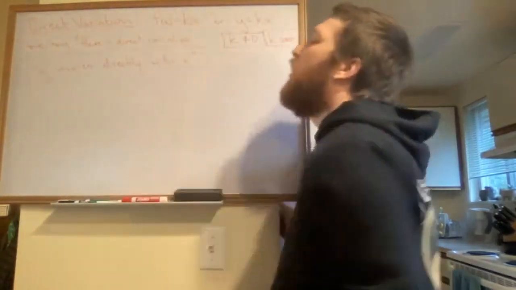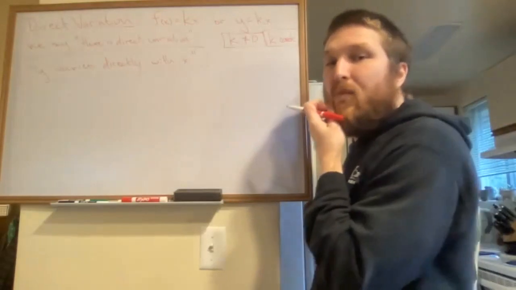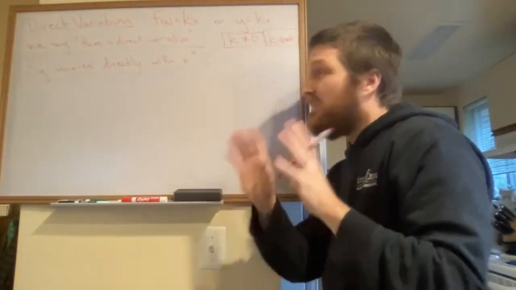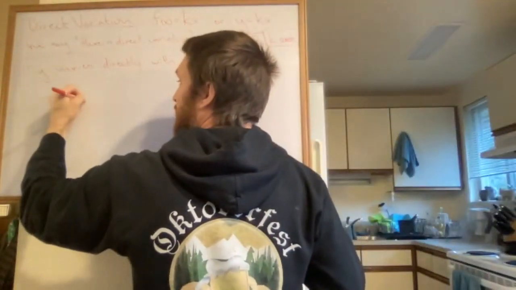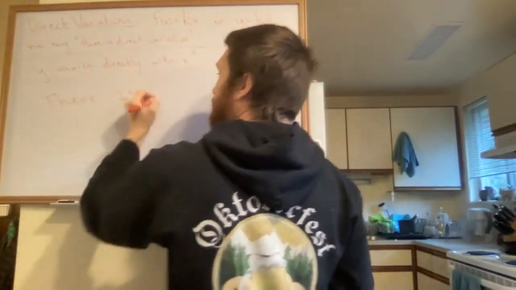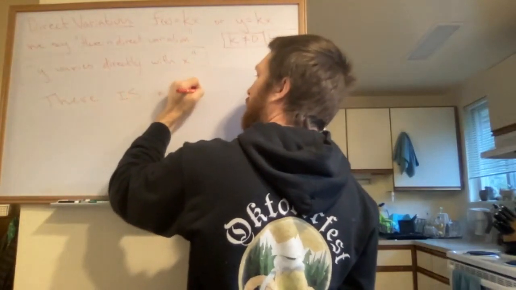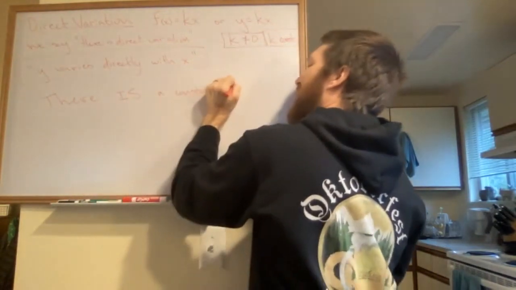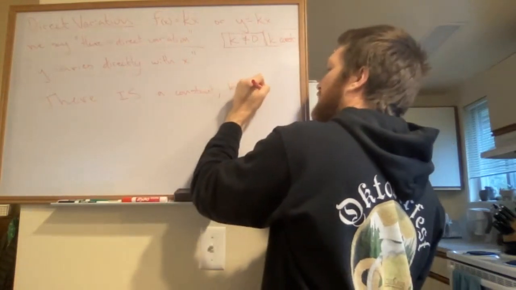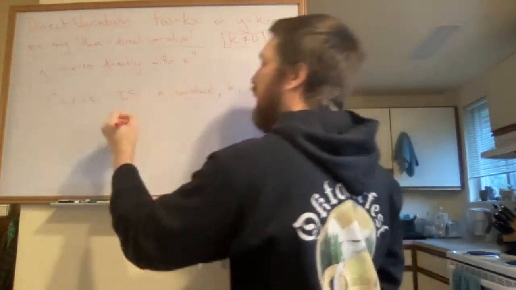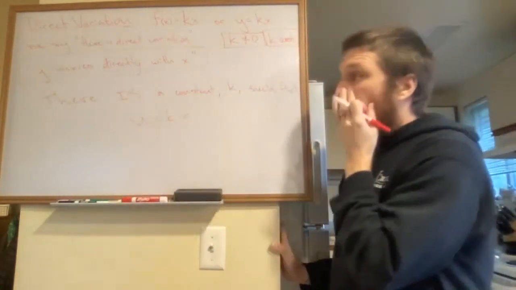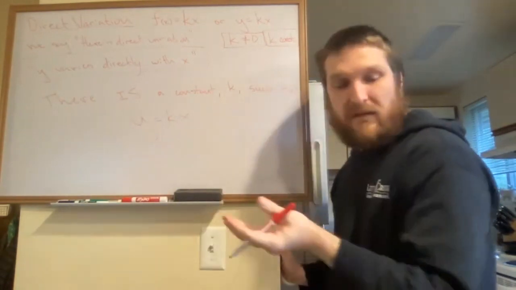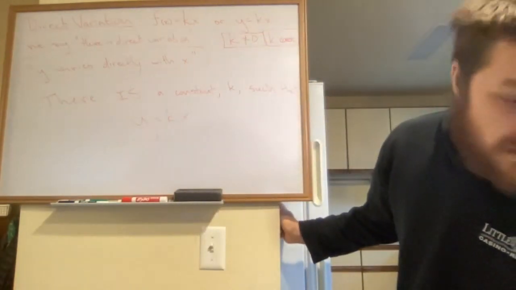Okay. That is what you're going to see more often than anything else. Y varies directly with x. And all that means, so when you see this, that means that there is a constant k such that y equals kx.